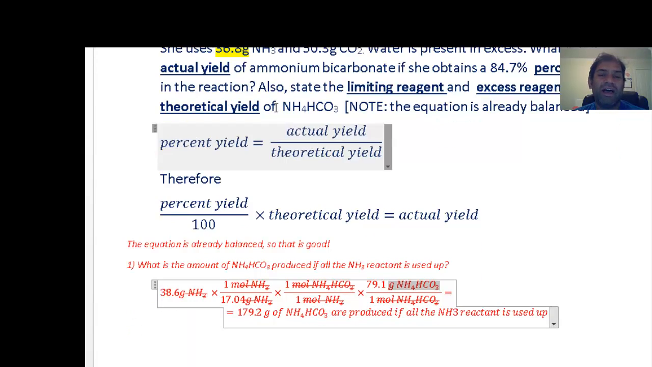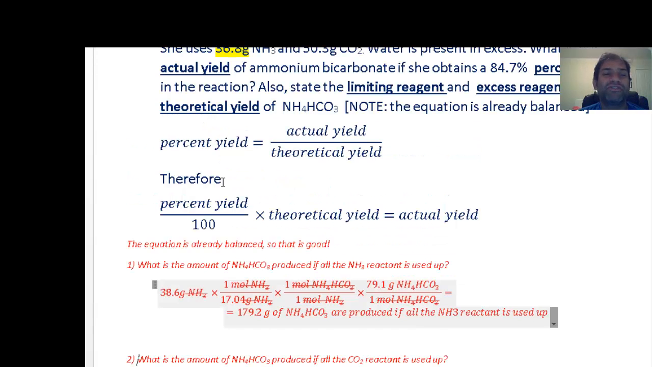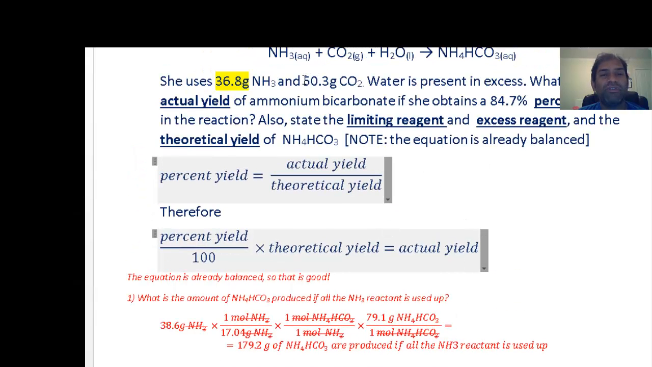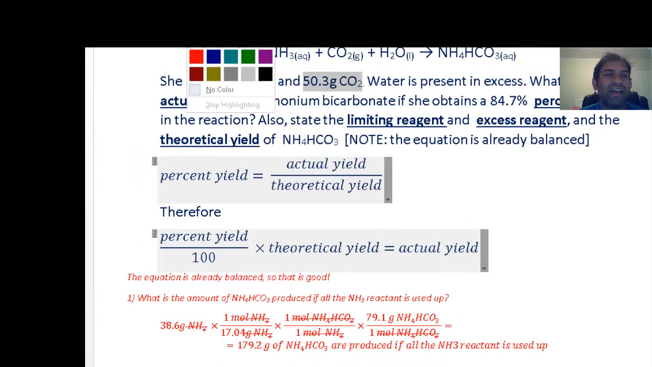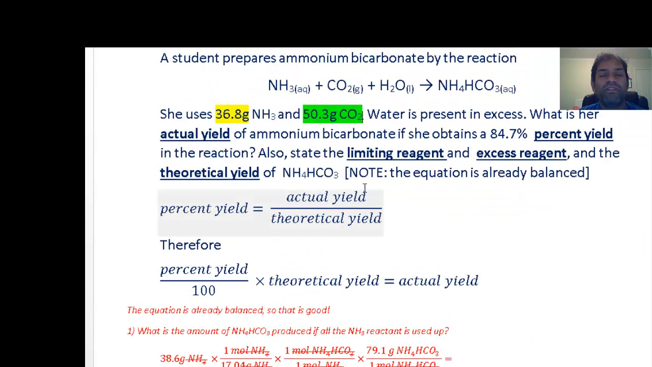So that potentially could be a theoretical yield. We have our second question to ask. Question number 2: we know how much product is made if all of the NH3 is used up. Now we're going to ask the same thing about how much is made if all the CO2 is used up. We're starting out with 50.3 grams of CO2. Let's highlight this in green, and convert it to moles. The balanced chemical equation says for every 1 mole of CO2, there's 1 mole of ammonium bicarbonate.